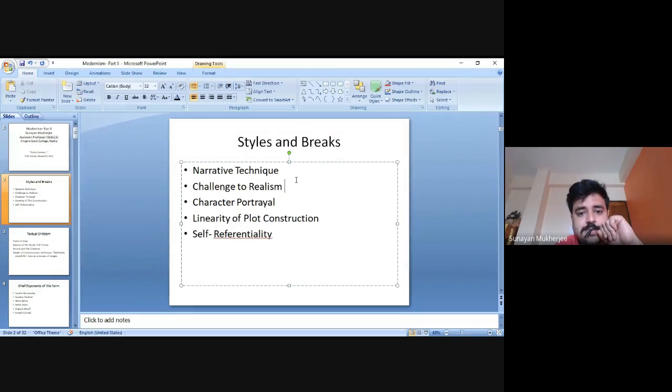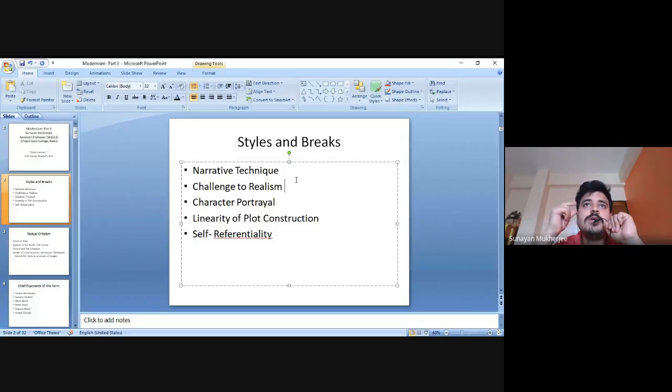The styles and breaks. There is no linear. What is linear? In a straight line? Okay. You do not see a straightforward narrative. One, two, three, four. One follows two, two follows one, is followed by two, is followed by three. So there is no such linearity, but there is a gap, the break, the disjuncture.